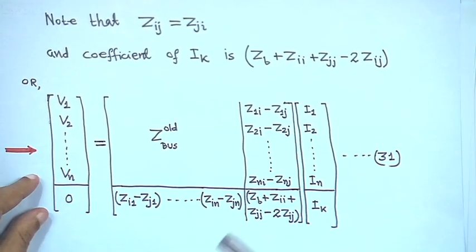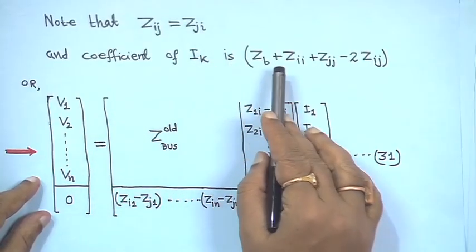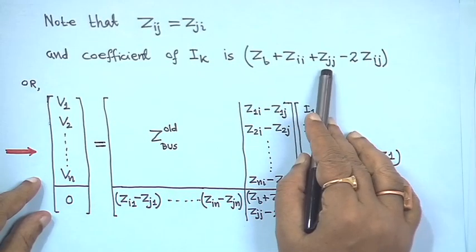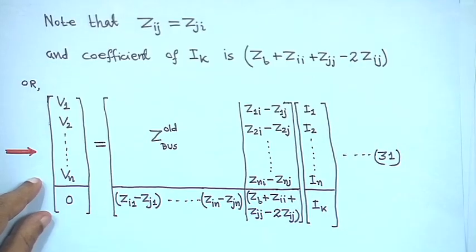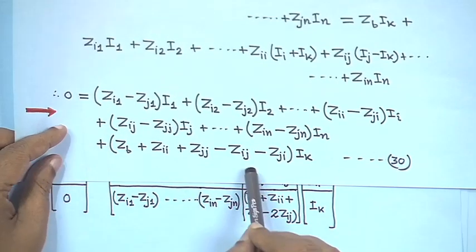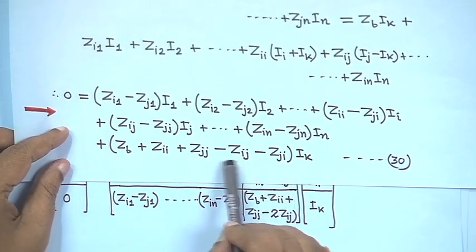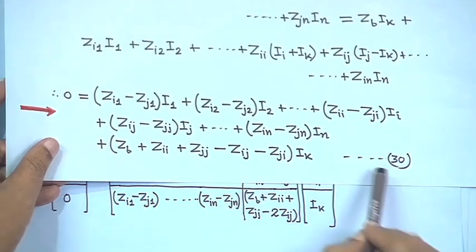of the new Z bus. So, Zij is equal to Zji, and the coefficient of Ik is Zb plus Zii plus Zjj minus 2 Zij, because in this expression Zij is equal to Zji. So, it will be minus 2 Zij in this expression, that is equation 30.